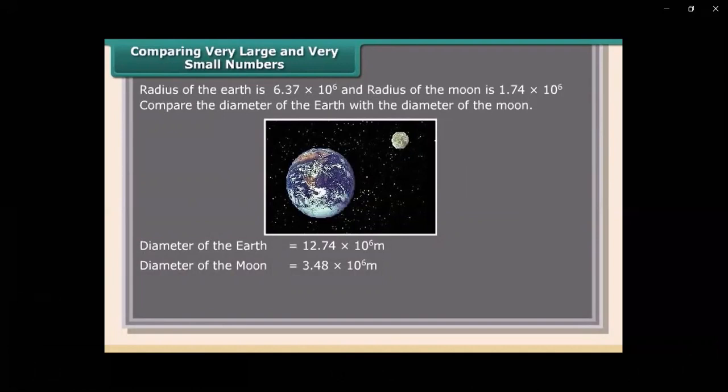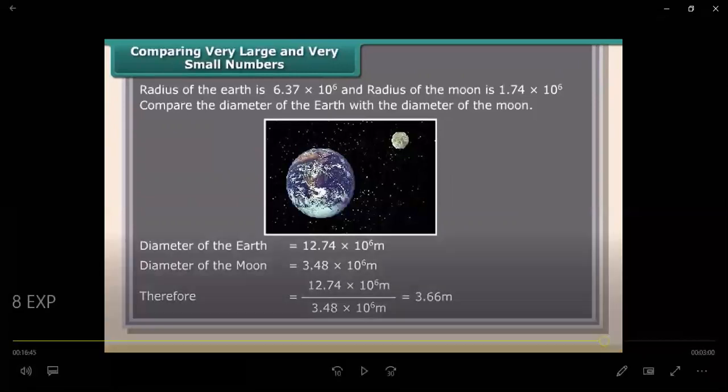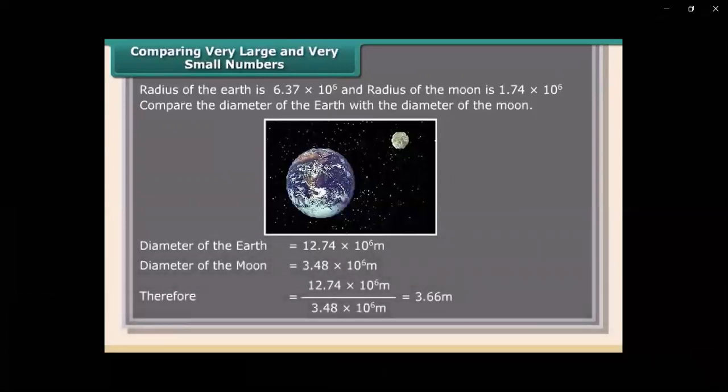Similarly, if you will double the radius of moon, we'll get the diameter of moon, that's equals to 3.48 into 10 raised to the power 6, right? So just we have to multiply the radius with 2 to get the diameters. Now the comparison we can easily find by finding the ratio. Okay, so here you can see that the dia of earth is quite bigger than the dia of moon, so we have to keep it in numerator. So 12.74 into 10 raised to the power 6 meters, that is in numerator, and in denominator we have to put the dia of the moon. So when you will cancel out, after further simplification, you will get the final result as 3.66 meters.